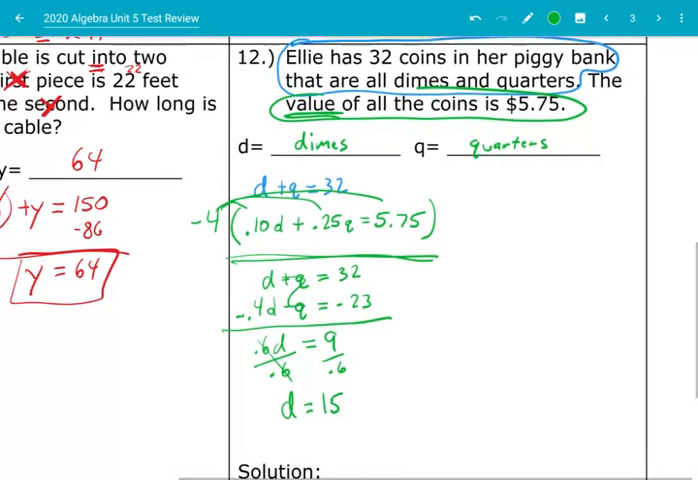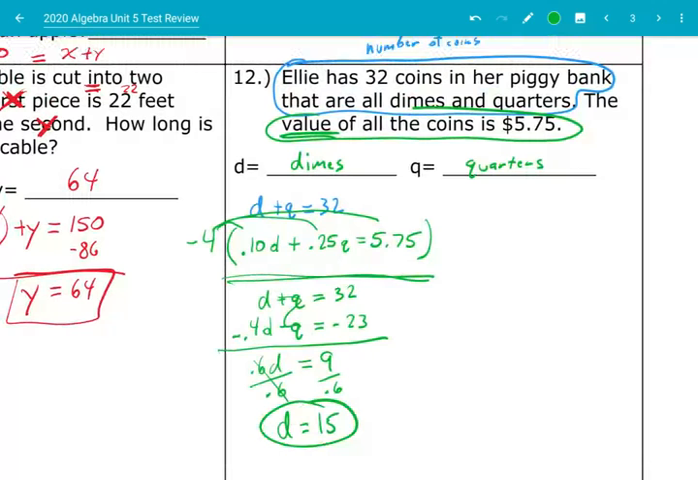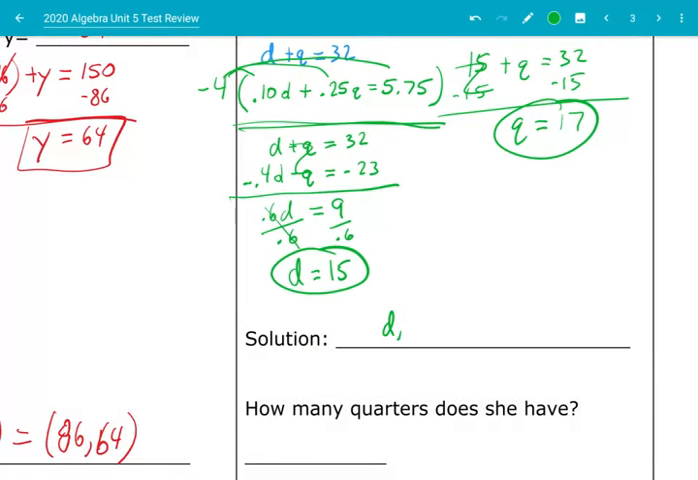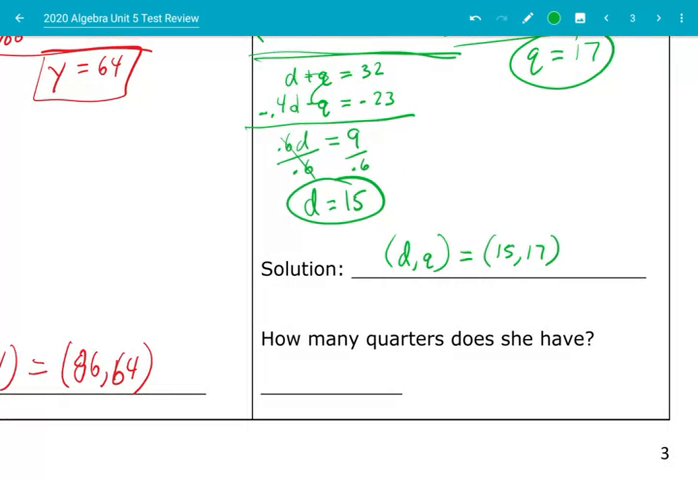15 dimes. And since there are 15 dimes, I just subtract 15 dimes from the 32 total coins, and that gives me, dimes plus quarters equals 32. So subtract 15, subtract 15. That goes away. The quarters equals, was that 17? Yeah. 17 quarters and 15 dimes. So DQ, hey, this here's DQ country, is 15, 17. How many quarters does she have? 17. All right.